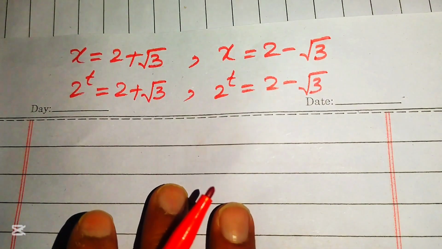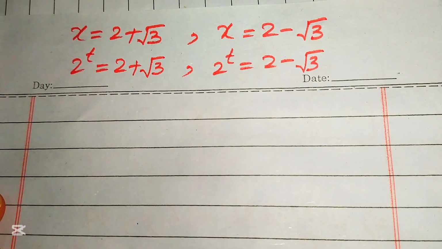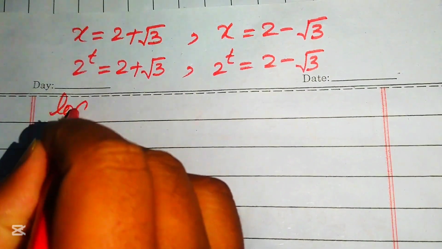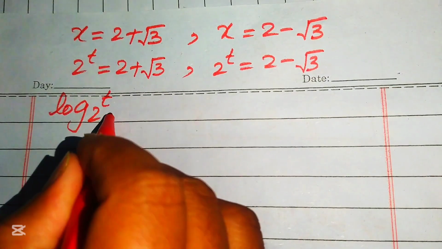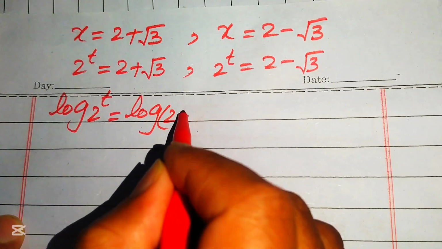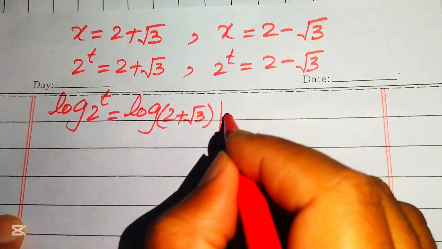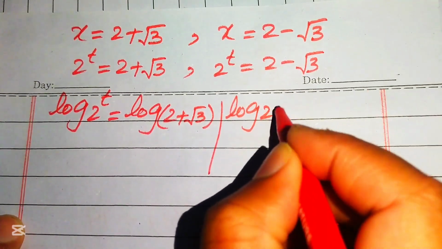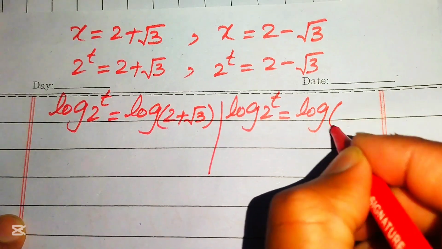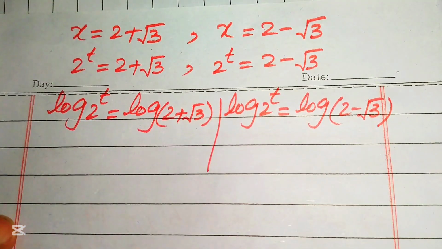Okay, so now we need to move forward to solve these equations for the values of t. Here we need to take the log on both sides in order to find the value of t. So it will be written as log of 2 plus square root of 3. Similarly, in this case we again take log on both sides, and we get log of 2 to the power of t equals log of 2 minus square root of 3.